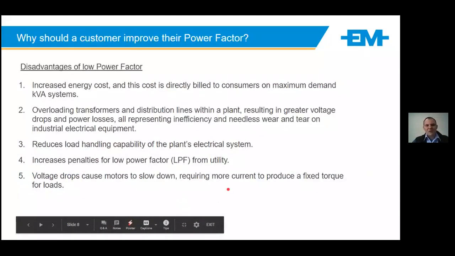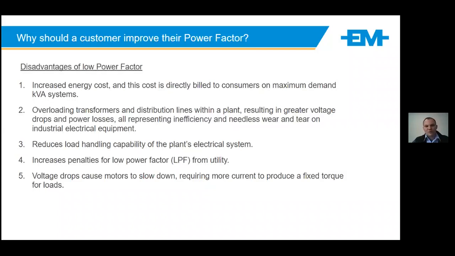What should a customer do to improve their power factor, and why? What is the disadvantage of a low power factor? It is, of course, increased energy cost, which is directly billed to customers on a maximum demand kVA. When customers look at their utility bills, the larger customers would have a kilowatt-hour unit charge, and they would have a kVA charge. Also, a low power factor is not useful, and it would overload the transformer and distribution lines, resulting in greater voltage drops and power losses.